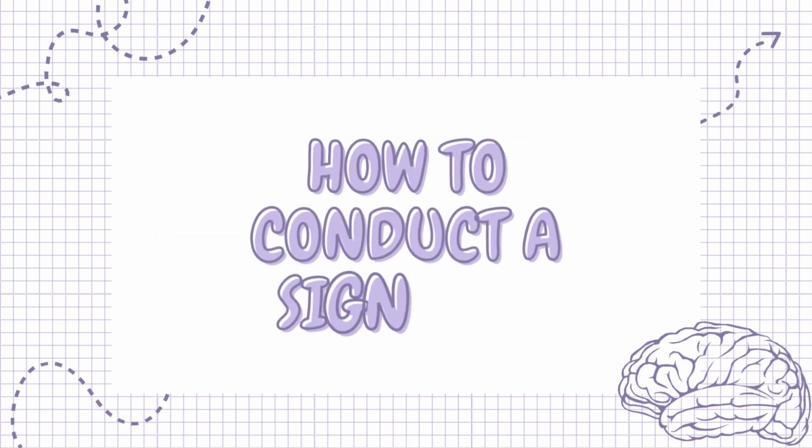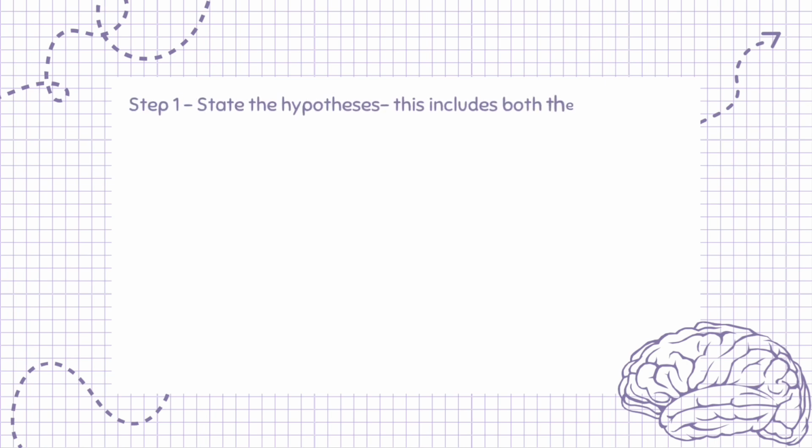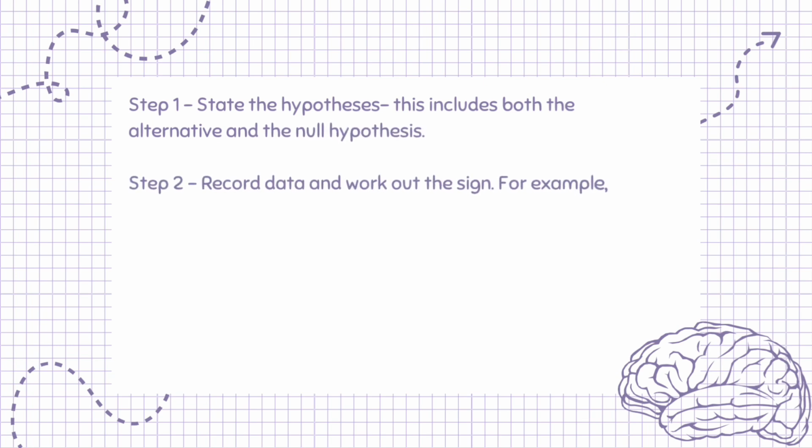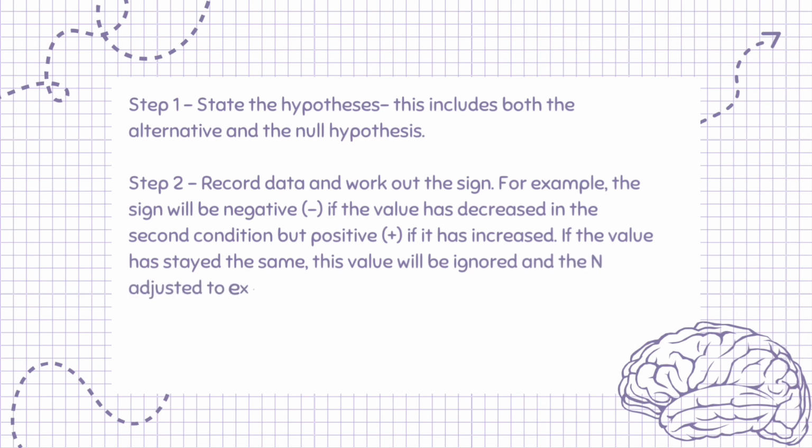How to conduct a sign test. Step 1. State the hypotheses. This includes both the alternative and the null hypothesis. Step 2. Record data and work out the sign. For example, the sign will be negative (minus symbol) if the value has decreased in the second condition, but positive (plus symbol) if it has increased. If the value has stayed the same, this value will be ignored and the N adjusted to exclude it.